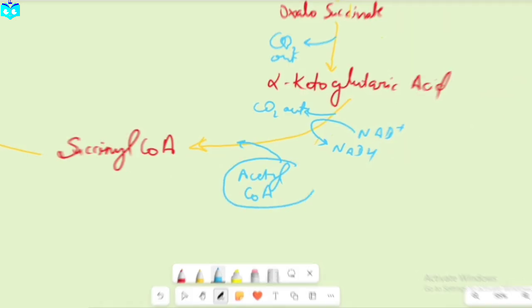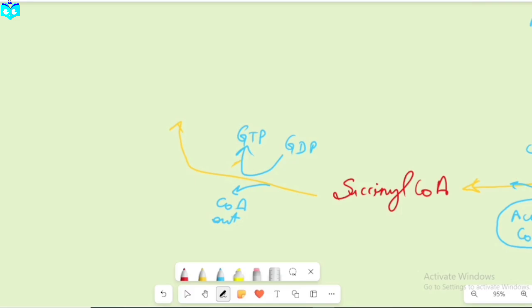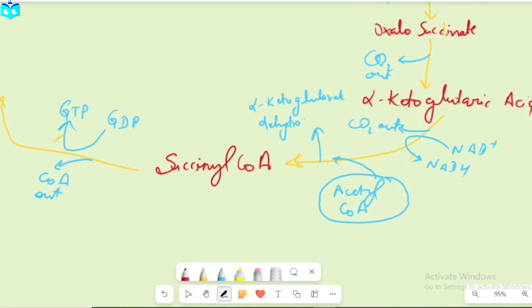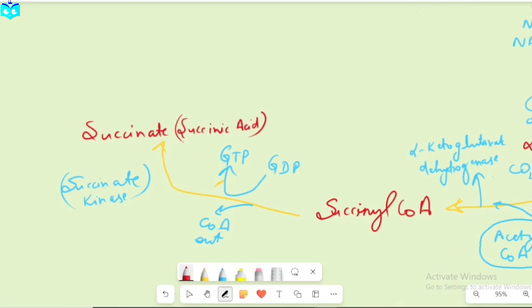After this, succinyl coenzyme A releases the coenzyme A and forms one GTP molecule from GDP in presence of succinate kinase enzyme. Also, the conversion of alpha ketoglutaric acid to succinyl coenzyme A takes place in presence of alpha ketoglutarate dehydrogenase enzyme. Now with all these together, succinyl coenzyme A will be converted into succinate, also known as succinic acid.